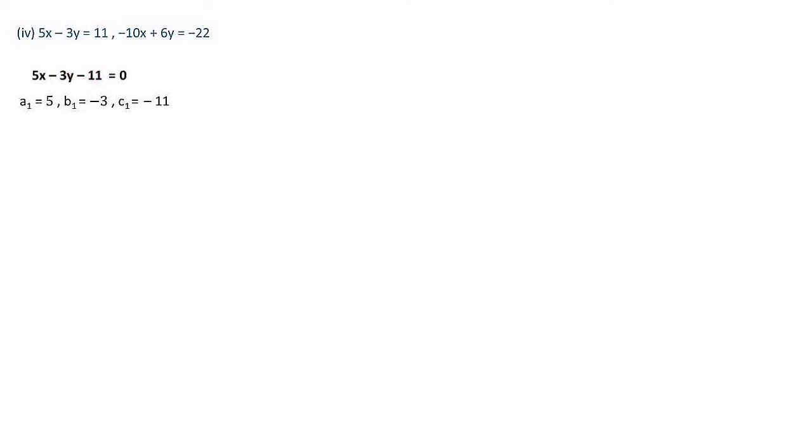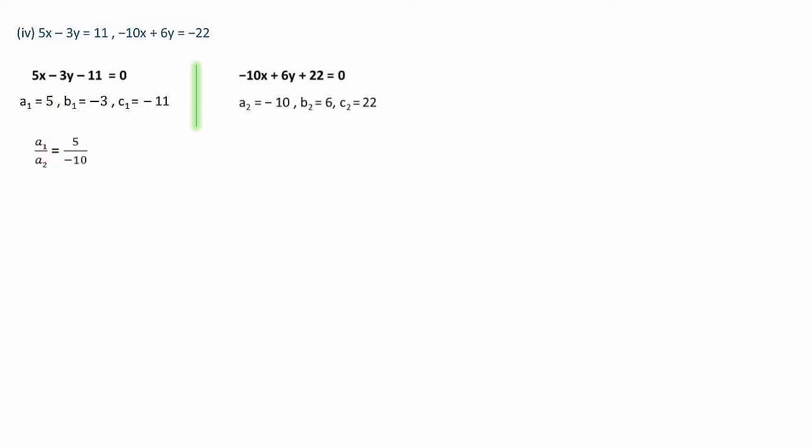Next we will go with the second equation in standard form, minus 10x plus 6y. Take this minus 22 to the left side, that is plus 22. So minus 10x plus 6y plus 22 equal to 0. a2 is minus 10, b2 is 6, c2 is 22. It's written here. Then we'll go for a1 by a2.